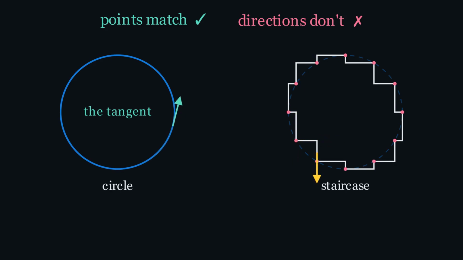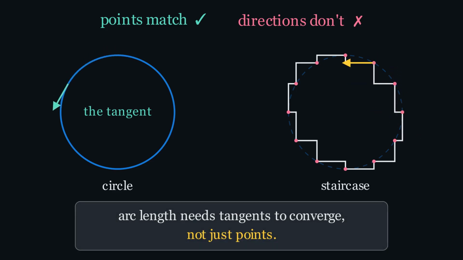The circle's tangent turns smoothly. The staircase's tangent slams between vertical and horizontal forever. So the positions match, but the directions never do. And length is built from directions. That's the real theorem. To get length to converge, you need the tangents to converge, not just the points. The staircase fails that spectacularly, and it fails it at every scale.